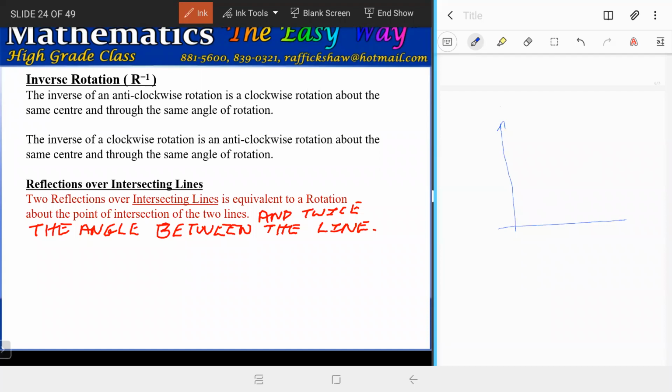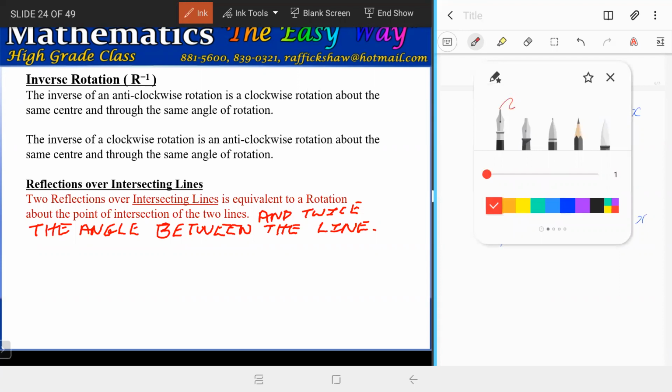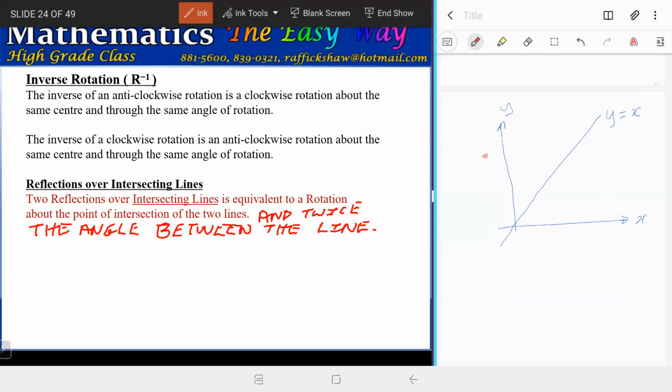I'd like to give you a reflection over the y-axis, for example, and then a reflection over the line y equals x, for example. So let me show you what they like to do in CSEC. They like to give you two reflections and say, okay, this point reflects over the y-axis to this point. So this is P and this is P prime. And then from P prime, you do a reflection over the line y equals x to here. This is P double prime. So I did two reflections over these two lines, this one and this one.